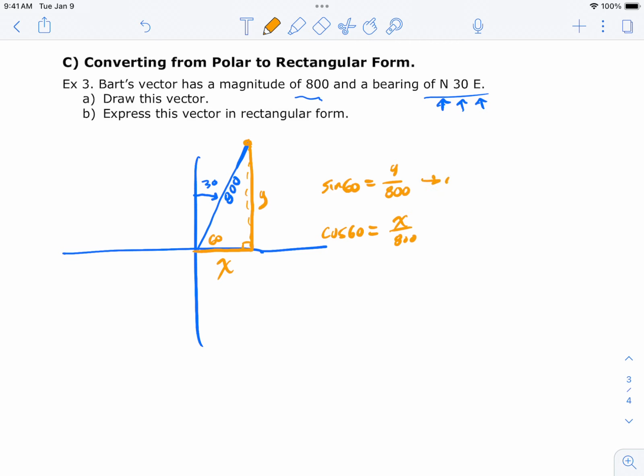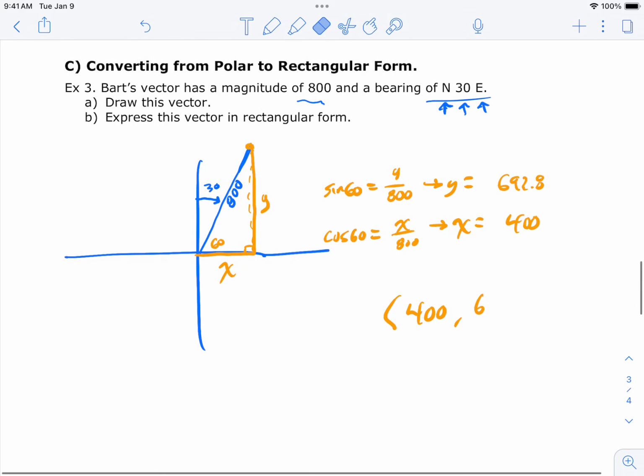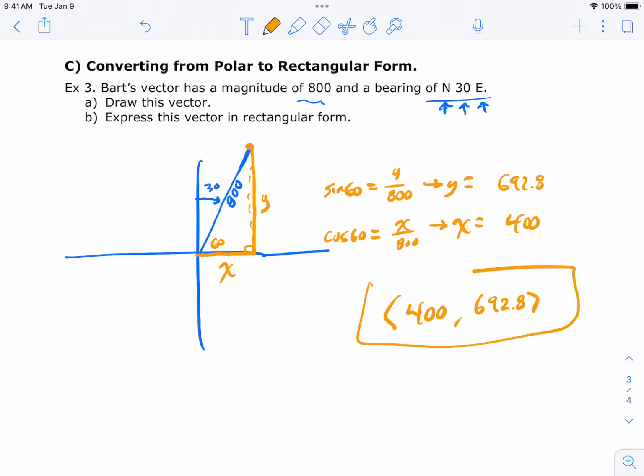Yep. So if you solve this out real quick, you get y equals just about 692.8. A little less than 800, we'd expect that. And if you solve this one out, you get x equals like 400. And so, here's your answer. Along the x direction, 400. Along the y direction, 692.8. Cool.